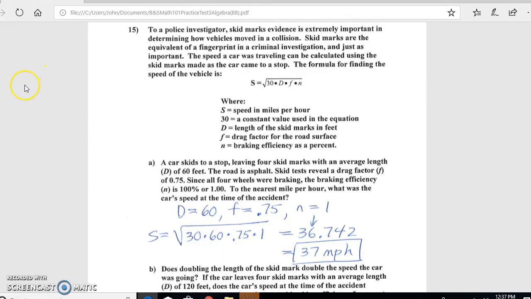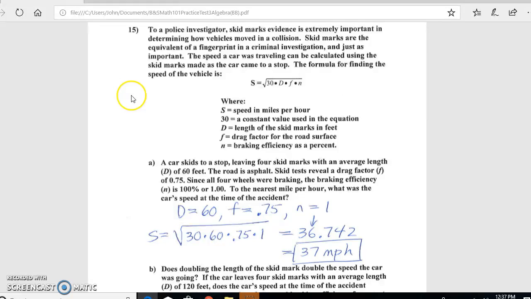This is the practice test for algebra. Here we're working on problem number 15, and the problem states, to a police investigator, skid marks evidence is extremely important in determining how vehicles moved in a collision. Skid marks are the equivalent of a fingerprint in a criminal investigation and just as important.